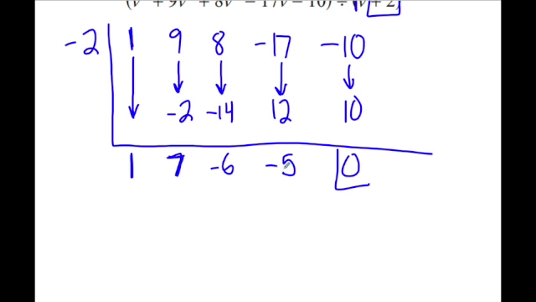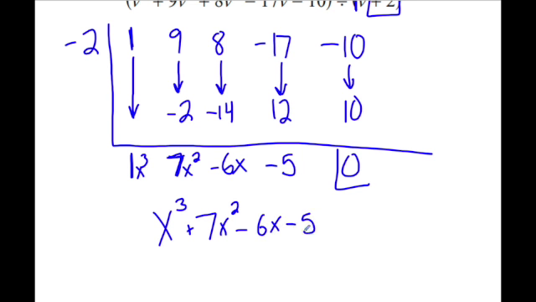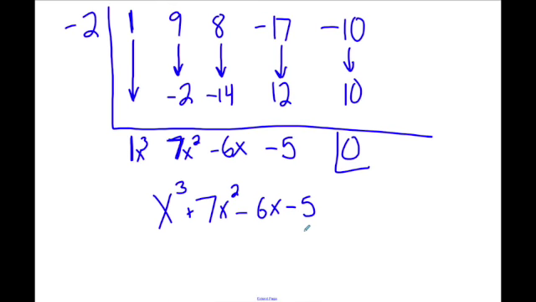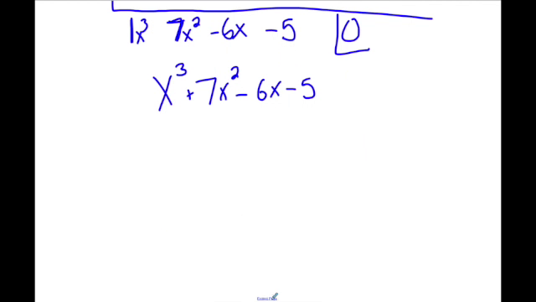Okay? So what's my answer? Again, you go right to left. No x's, 1x, x squared, x cubed. So our final answer is x cubed plus 7x squared minus 6x minus 5. And so you can see that we tackled that problem a lot quicker than with the box. But let's take a look. I'll do one with the box.